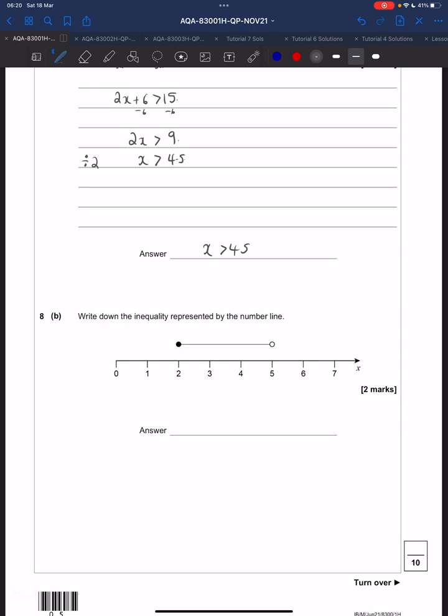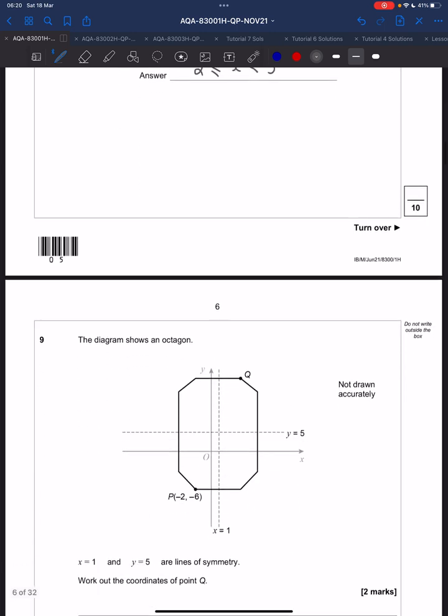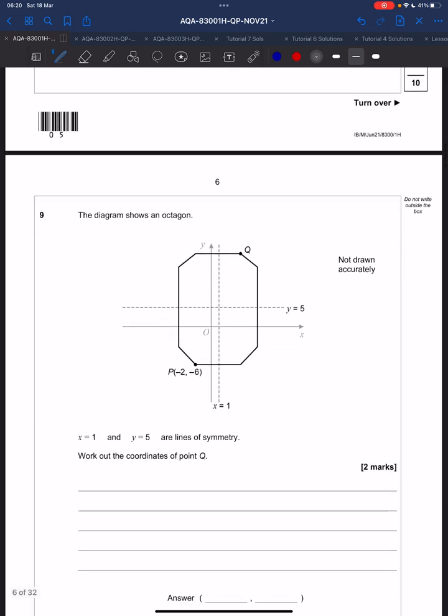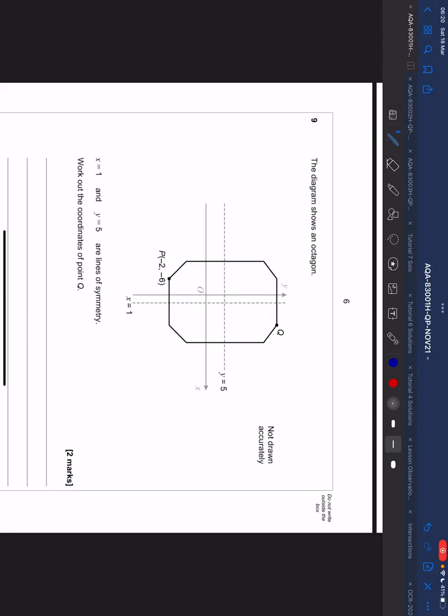Okay. So here, write down the inequality represented by this number line. So these are x's, and x is a line between 2 and 5. Because it's coloured in, x can be equal to 2. Because it's open at 5, it means it can get as close as it likes to 5, but it can't be 5. So we say 2 is less than or equal to x, which is less than 5.